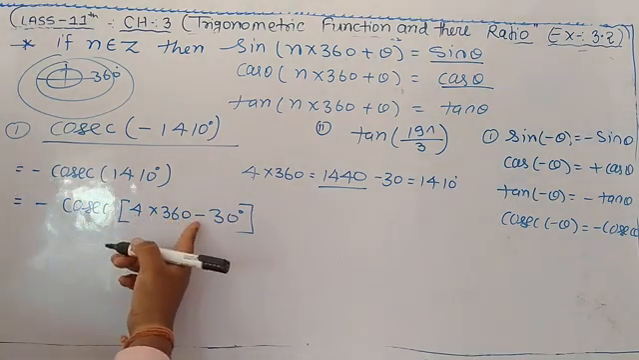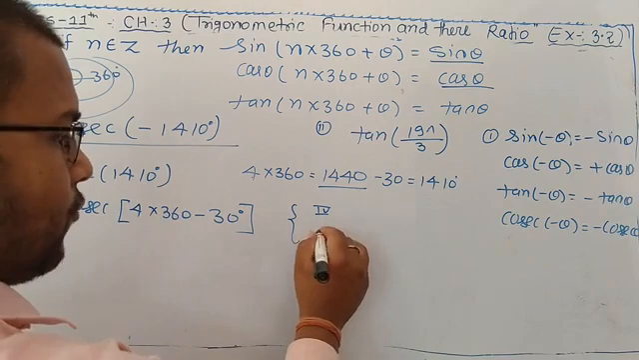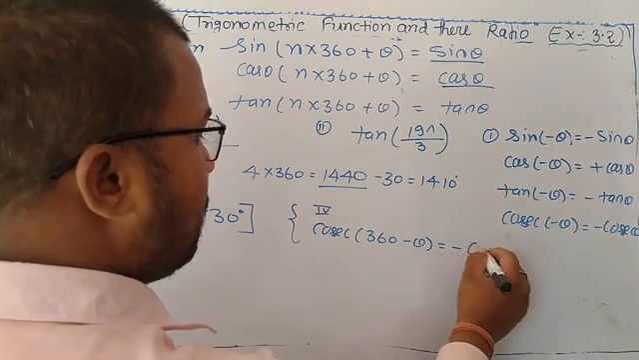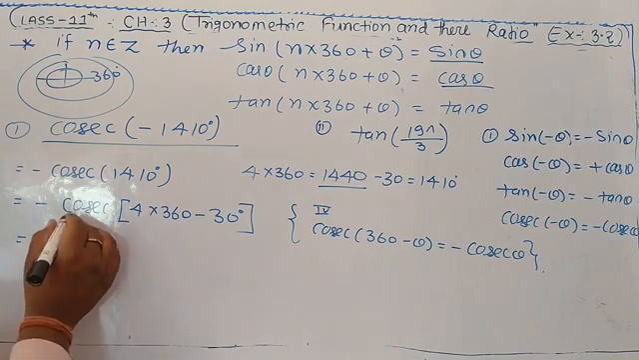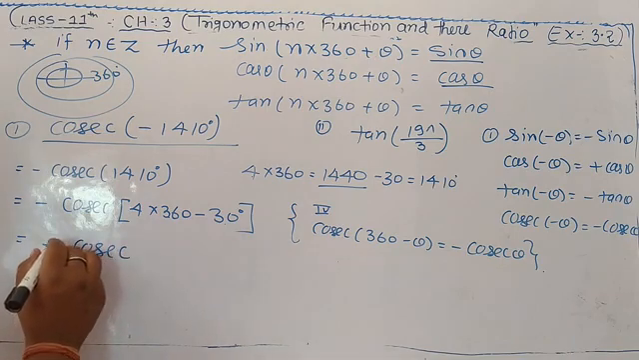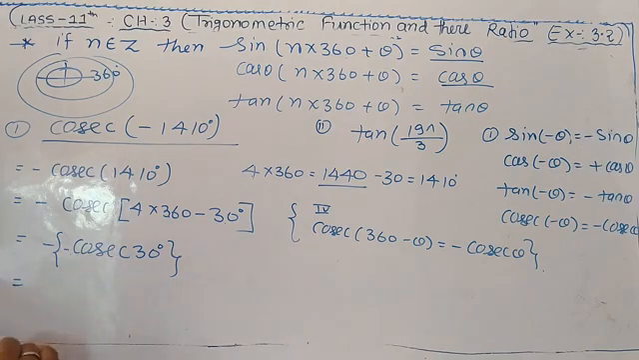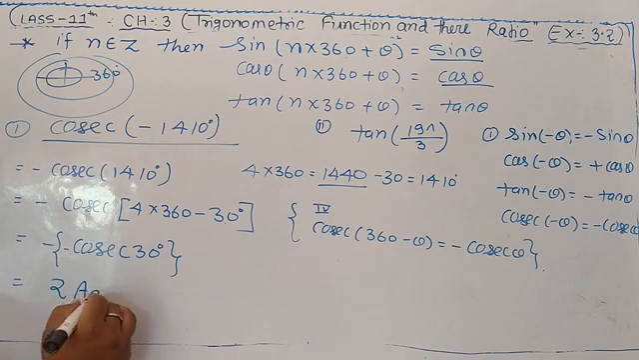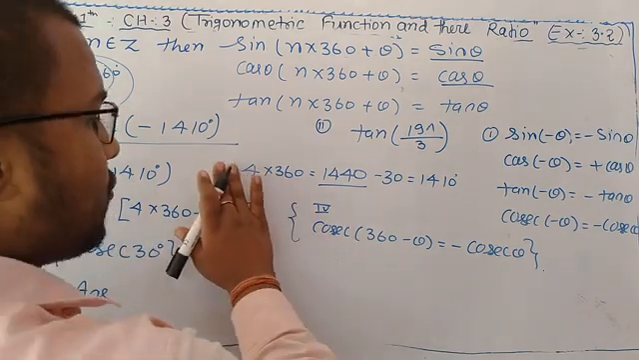Cosec of 4 into 360 minus theta. We know that this lies in the fourth quadrant. Cosec of 360 minus theta is equal to minus cosec theta. Applying this, cosec of 360 minus theta is minus cosec 30 degrees, so minus times minus gives plus cosec 30 degrees. The value of sin 30 is 1 by 2, so cosec 30 is equal to 2. This is the answer of the question. Write them, student. Next question.